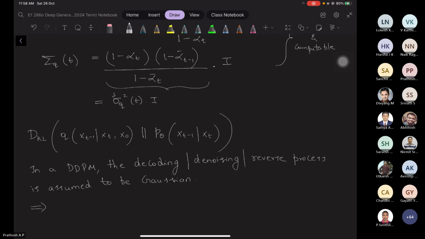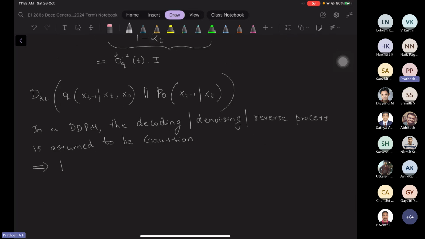This implies we have p theta of xt minus 1 given xt. This is a Gaussian over xt minus 1 with a mean mu theta. The variance is assumed to be a constant, equal to what the true variance is. So only the mean is estimated. In the literature, the variance is assumed to be a constant.